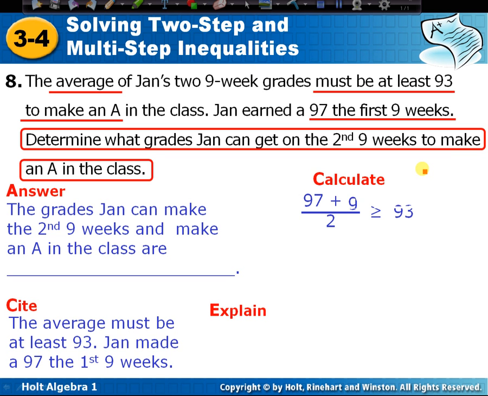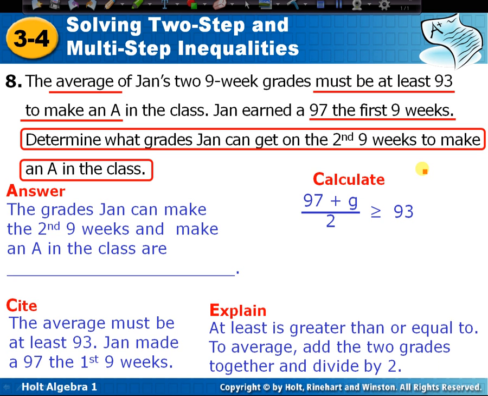So we're going to set this up and say 97 plus G divided by 2 is greater than or equal to 93. Because we know that she had a 97, plus we don't know what her second 9 weeks grade is, so we're going to put a variable G for grade. And we're going to divide that by 2 to take the average, and it's got to be greater than or equal to a 93.